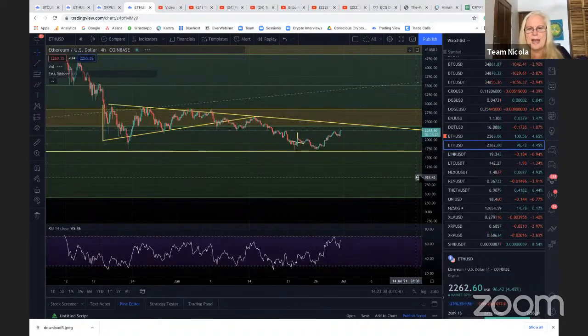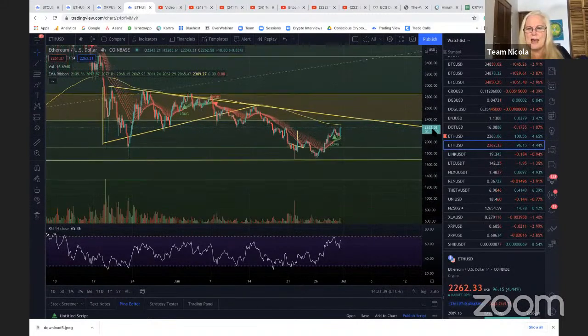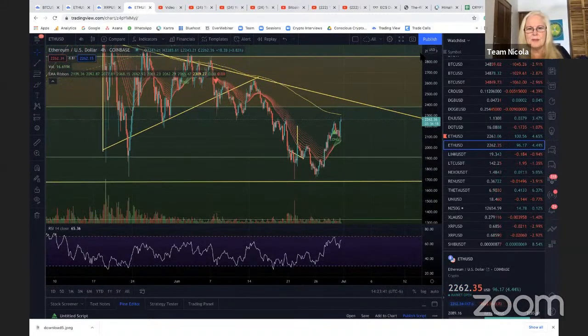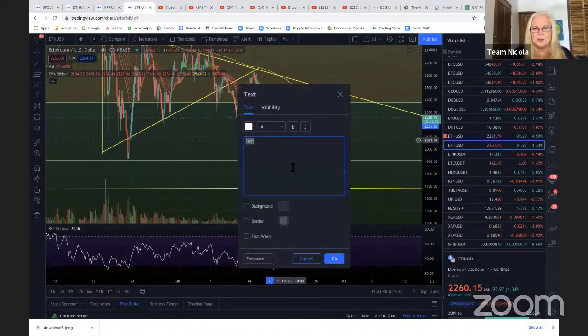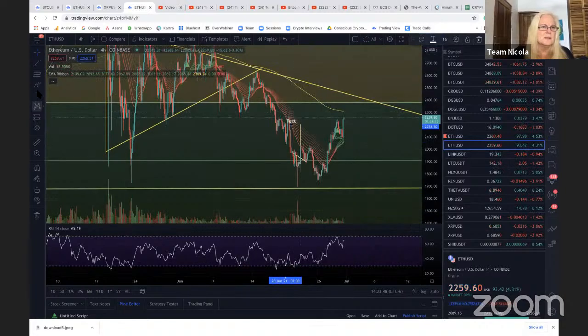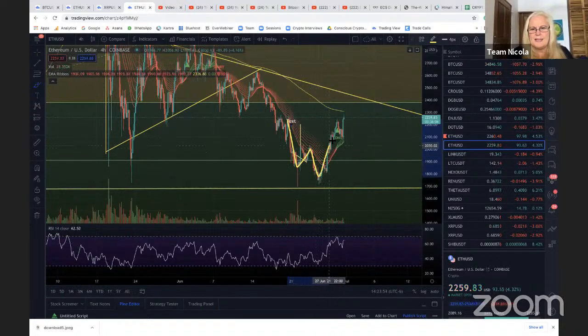So if we look at the 4-hour, we have a W. Can anybody see that? Right. So similar to Bitcoin, we have a W, but it is more advanced. And this is where we're talking about, is Ethereum going to emerge as the leader of the market?